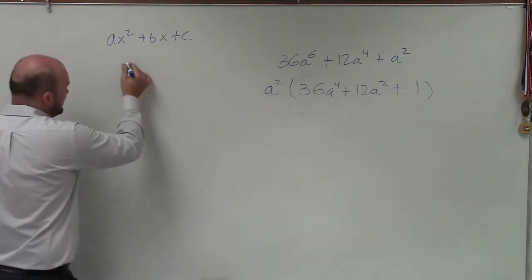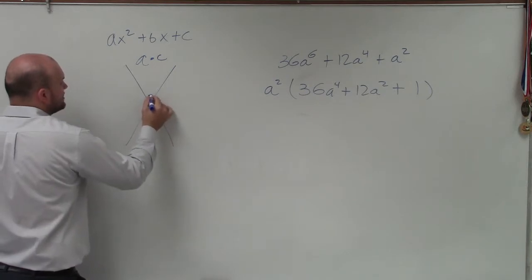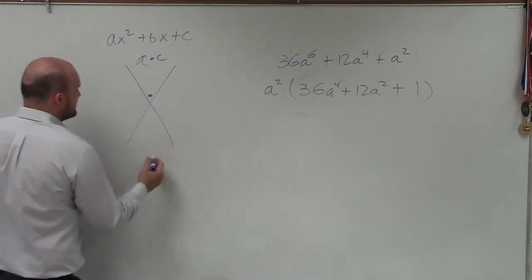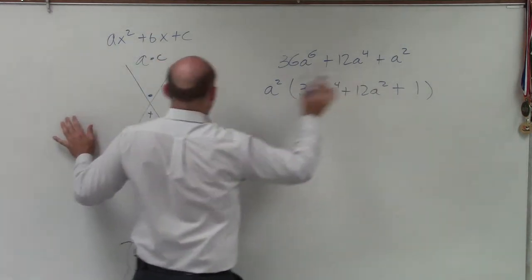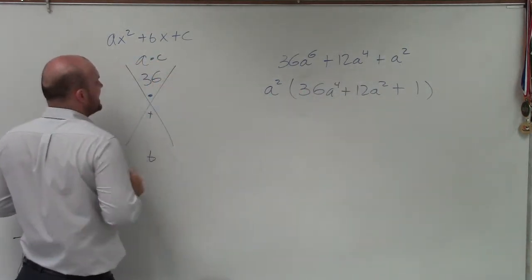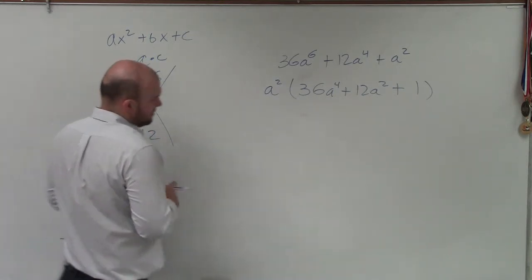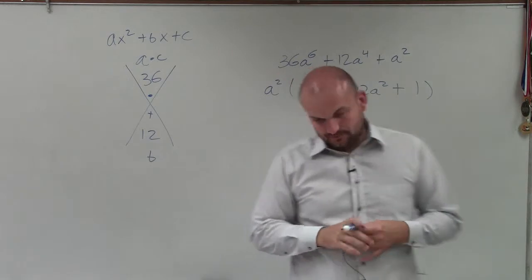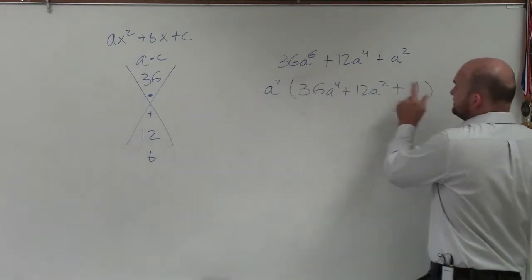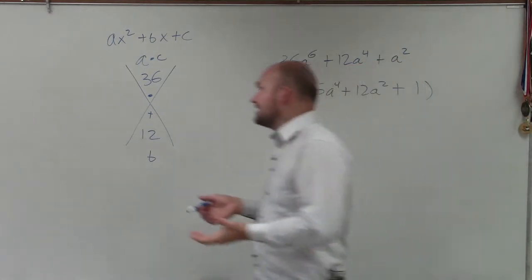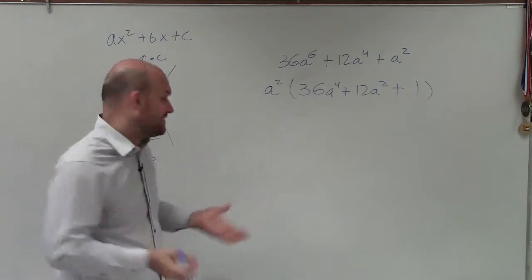So to factor this, I need to multiply a times c and determine what two numbers multiply to give me a times c, but then add to give me b. Well, a times c would be 36 times 1, which is just 36, but then add to give me 12. So I need to look at the factors of positive 36. Notice these factors are both positive, and they have to add to give me a positive 12. Therefore, the factors both have to be positive.